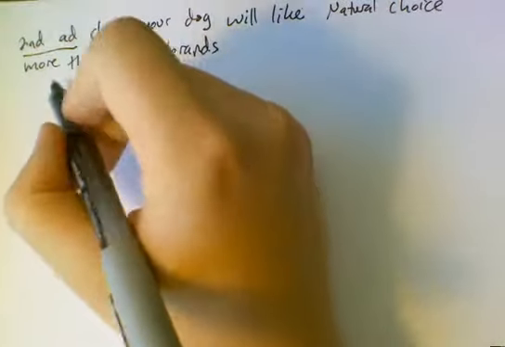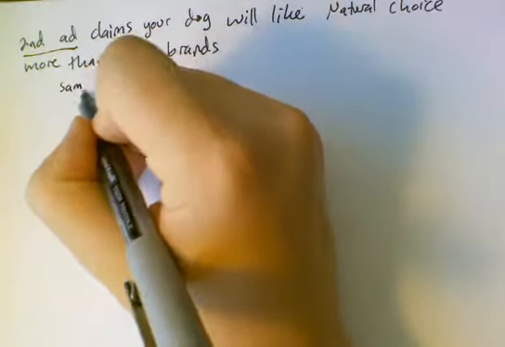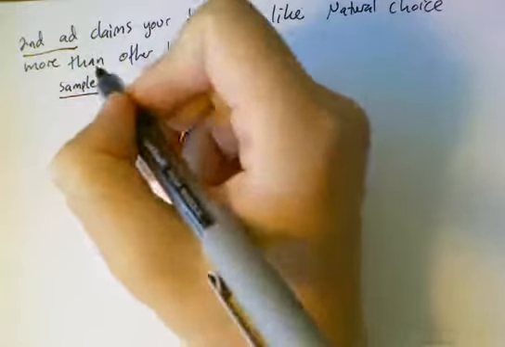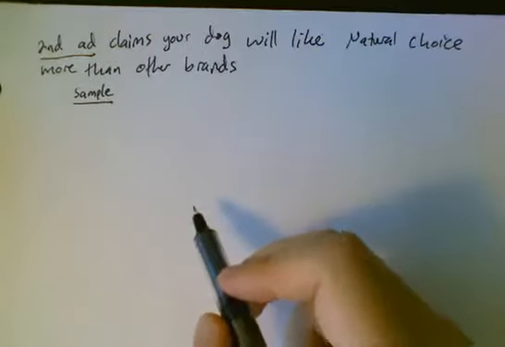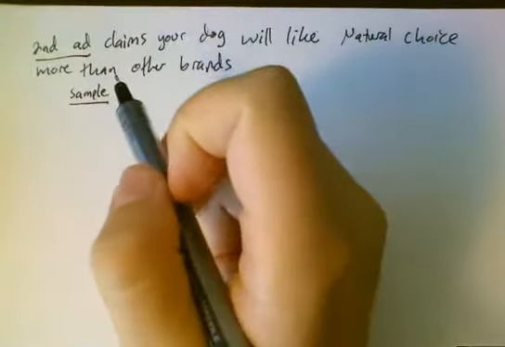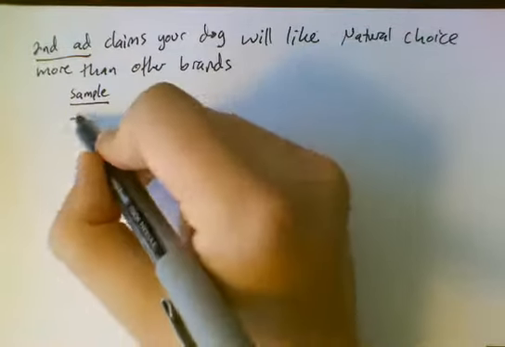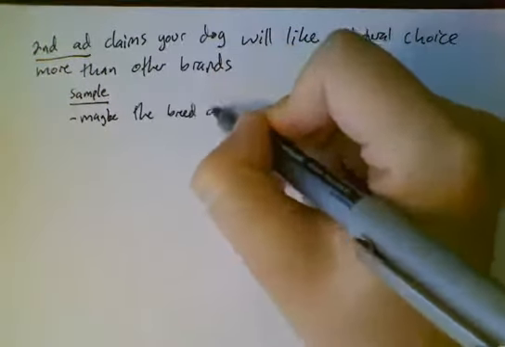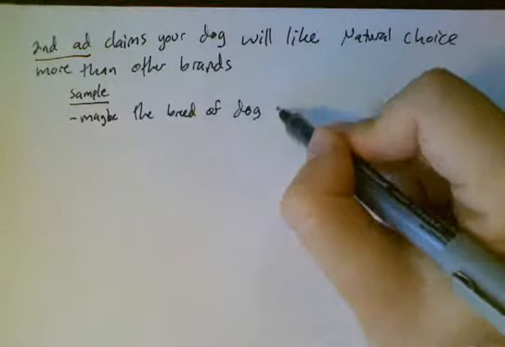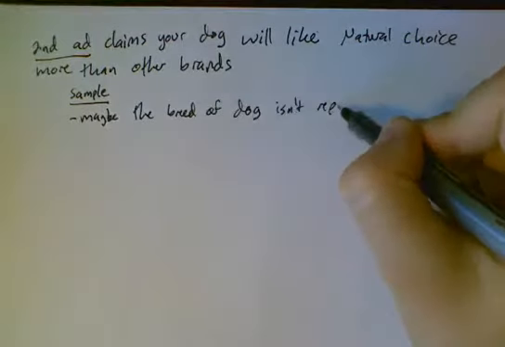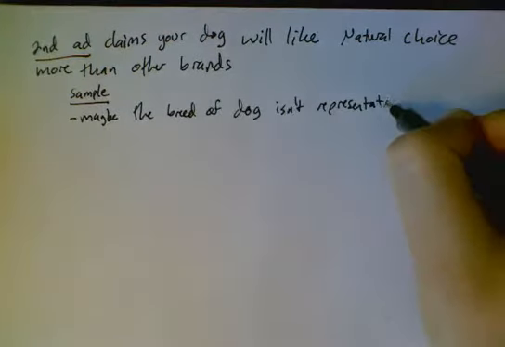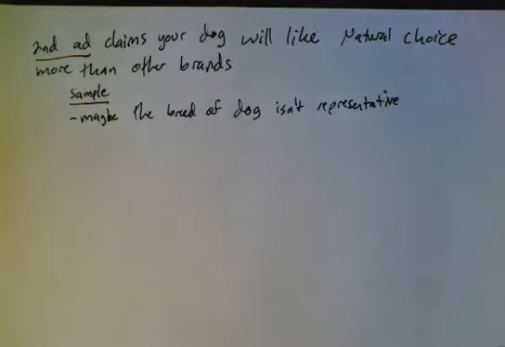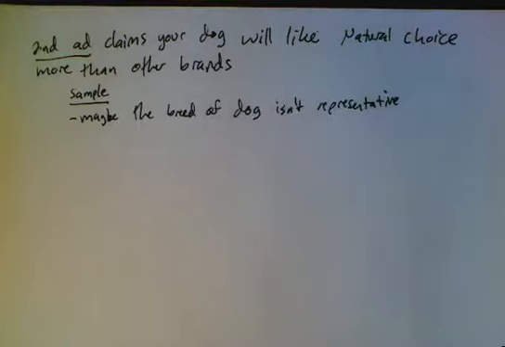So let's look at this. First, let's look at the sample. Maybe the breed of dog is not representative. So, for example, maybe this was all Chihuahuas who were doing the testing, and that says nothing about whether or not a Golden Retriever would like the same stuff.